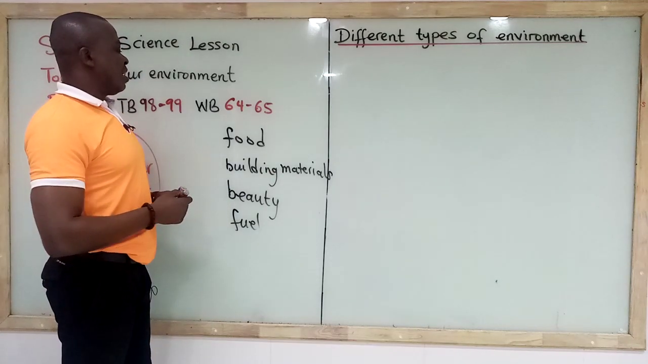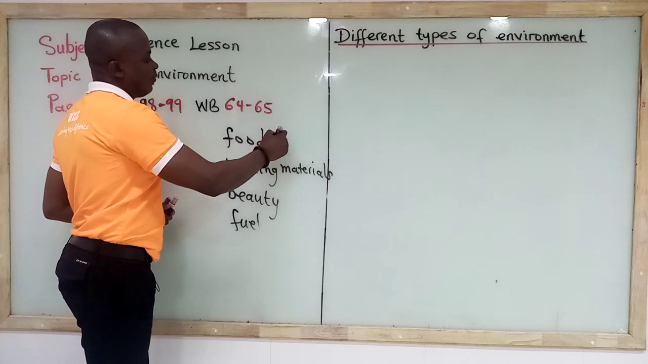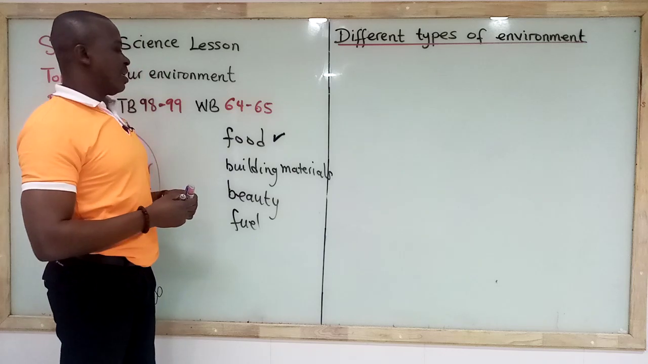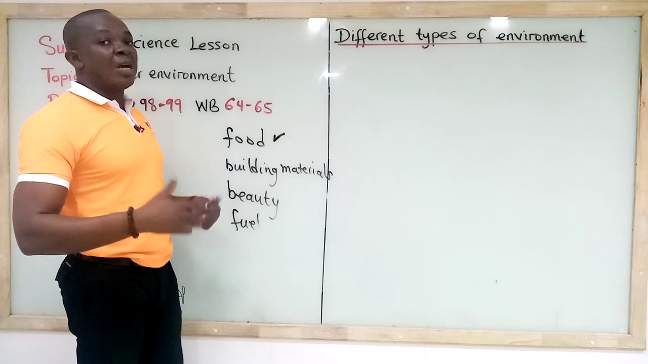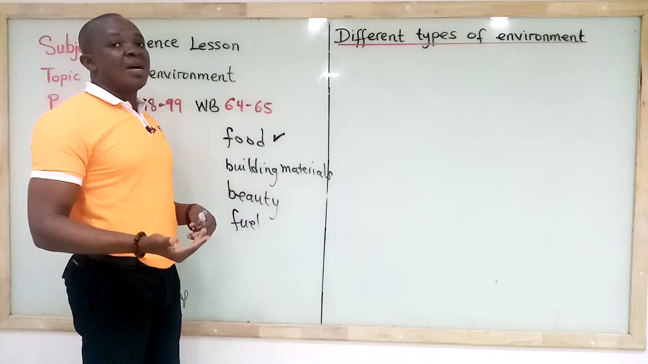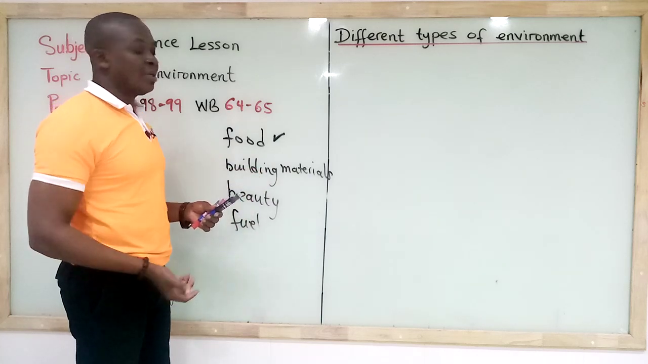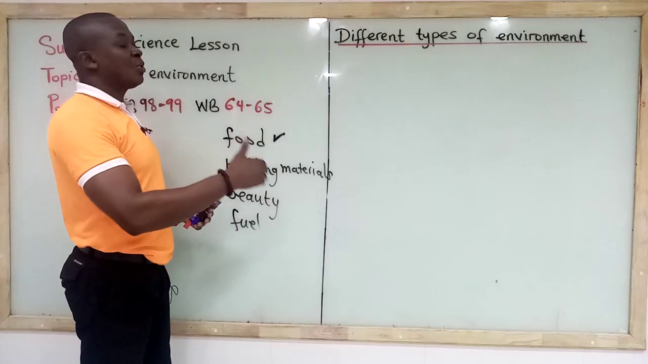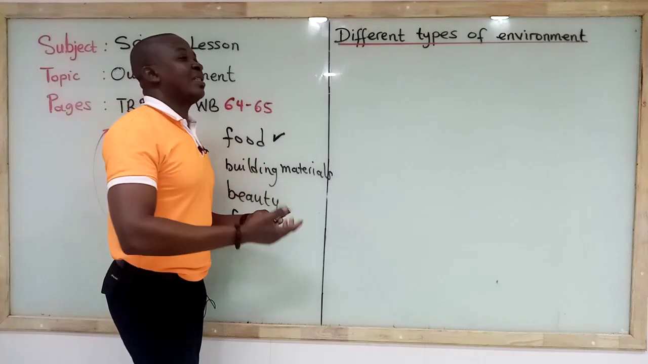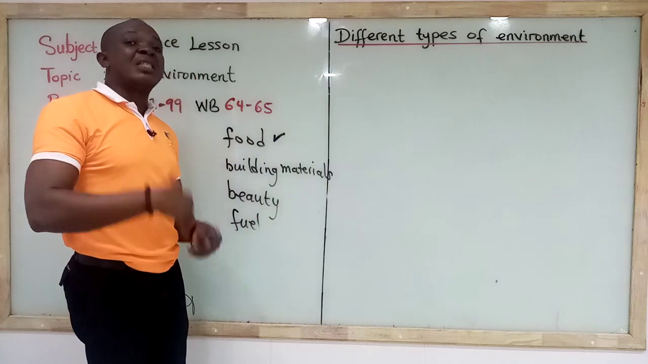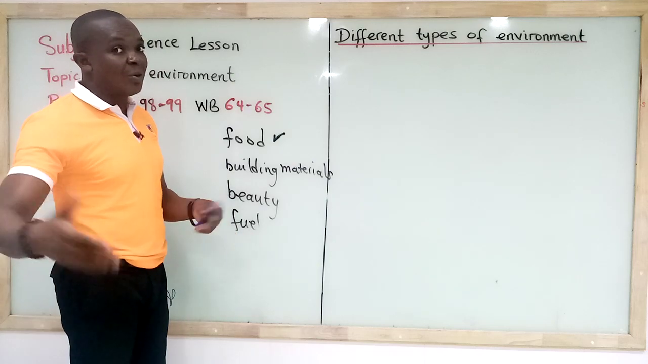When we talk about food, we said all living things take in food; we eat. Food is very important. Here we talked about herbivores. Herbivores are animals that eat herbs, so they are plant eaters. Then we talked about carnivores, which are the flesh eaters. They eat the flesh of other animals; they feed on other animals.